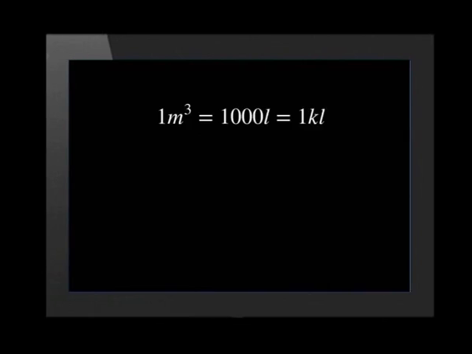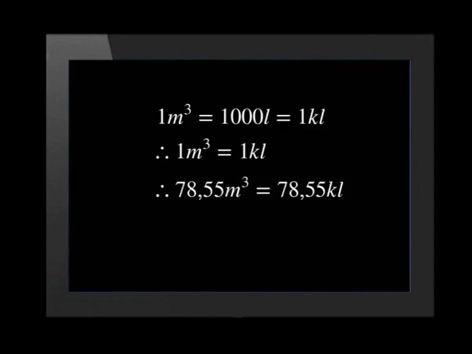As you can see, this answer is in cubic meters, but the Chiawa community has asked us to give them the capacity in kiloliters. So we need to convert our answer to kiloliters. Remember that there are 1,000 liters or 1 kiloliter in 1 cubic meter. 1 meter cubed is equal to 1,000 liters, which is equal to a kiloliter. So 1 cubic meter is equal to 1 kiloliter. Therefore, 78,55 cubic meters is equal to 78,55 kiloliters.